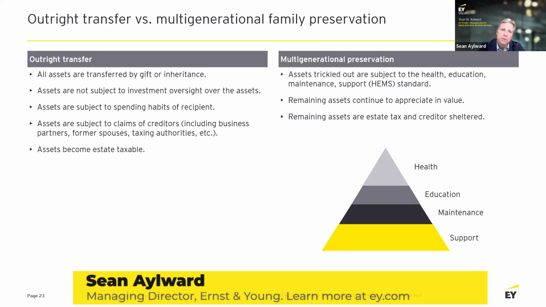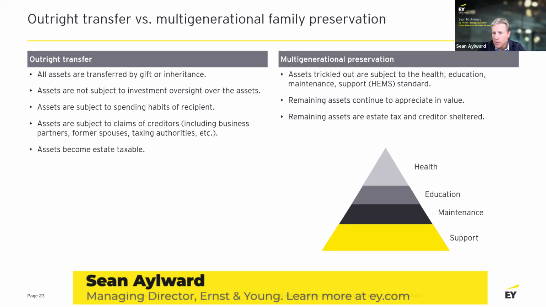So let's just do a little background on trusts and why trusts are such a big part of ownership of family-owned businesses, right? So you really have two choices about how you transfer assets. You can do an outright transfer. You can just give ownership of the asset directly to the beneficiary, no trust at all, right? Those assets are transferred by gift or inheritance.